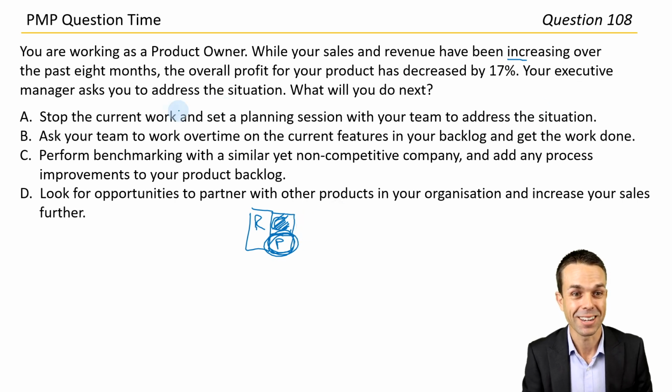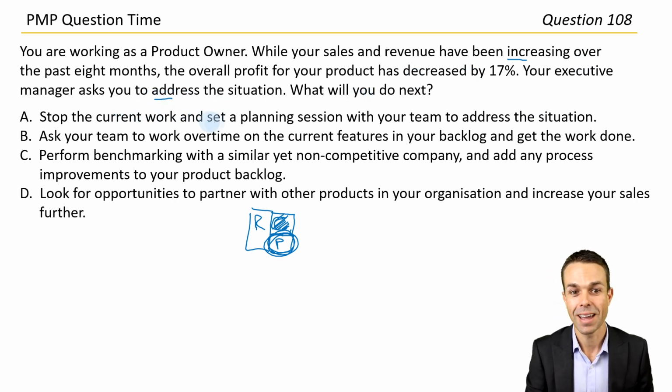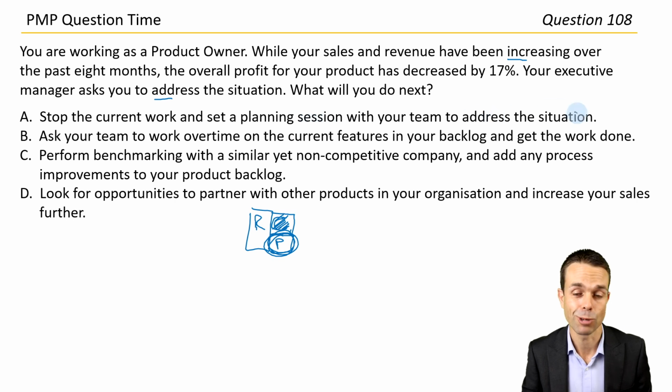Your executive manager asks you to address the situation. What are we going to do next? Stop the current work and set a planning session with your team to address the situation. Anytime we can not stop the work, that's what we want to do. We want to keep going. And I think that's part of why Agile works, is because we're working in smaller pieces and smaller teams, and we can keep going even when things get difficult or complex. So let's put a no for that one for now.